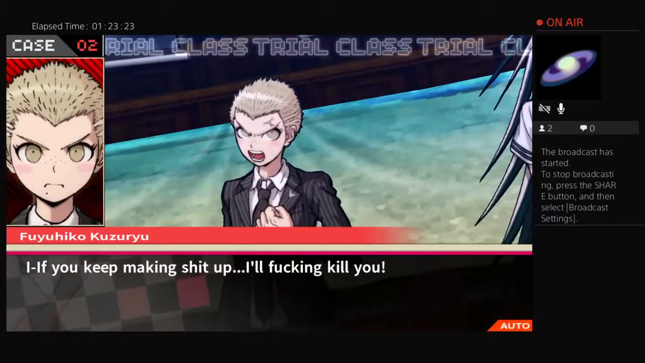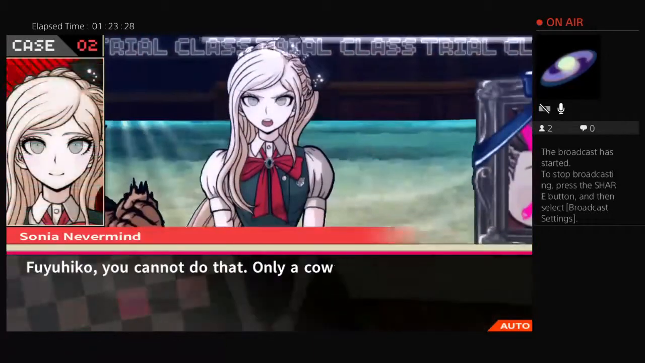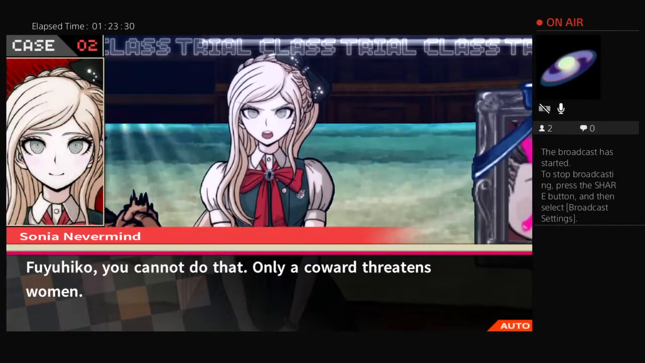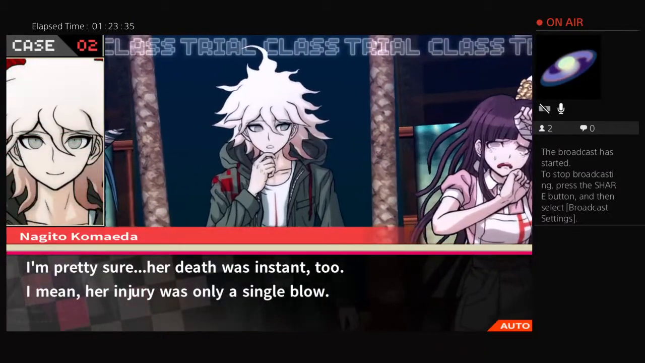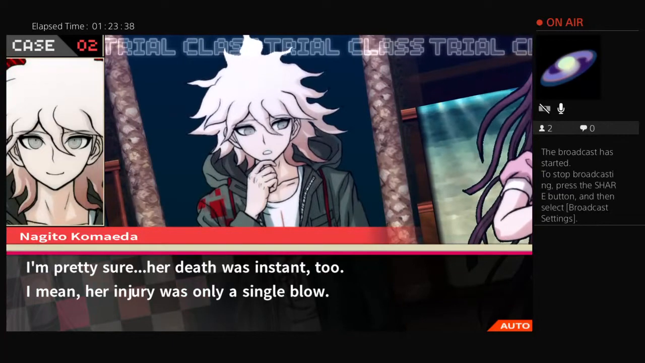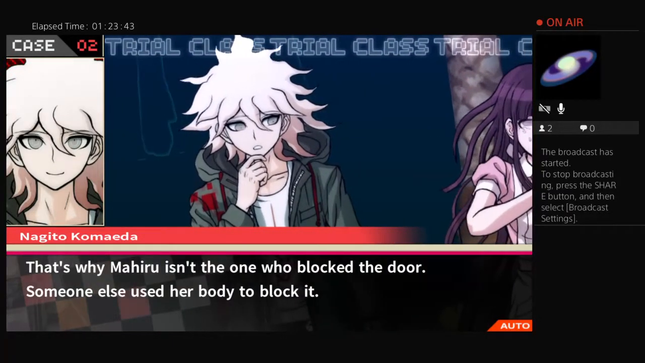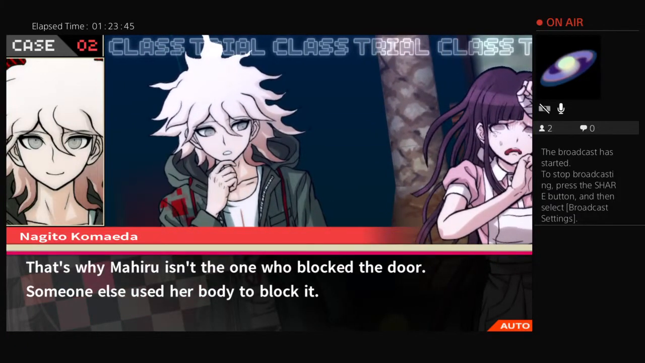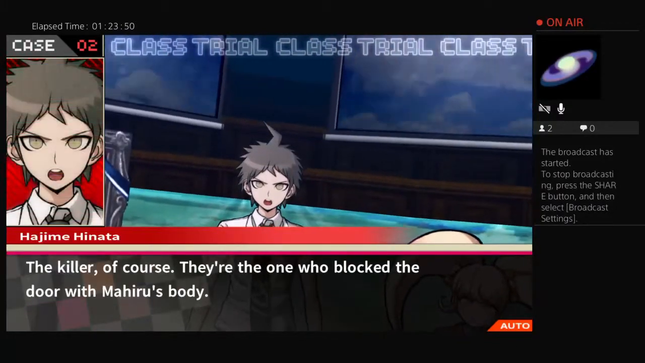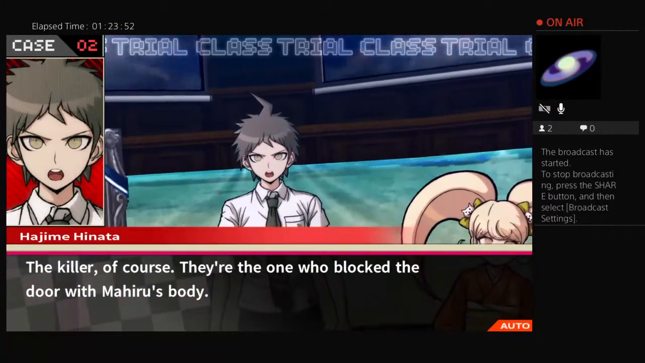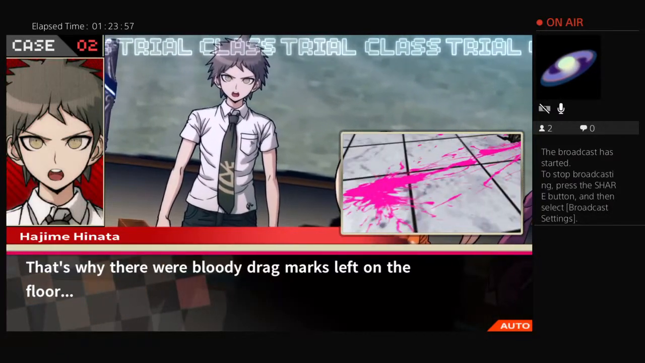If you keep making shit up, I'll fucking kill you! I'm sorry! Ryuhiko, you cannot do that. Only a coward threatens women. I'm pretty sure her death was instant, too. I mean, her injury was only a single blow. That's why Mahiru isn't the one who blocked the door. Someone else used your body to block it. Someone else? The killer, of course. They're the one who blocked the door with Mahiru's body. That's why there were bloody drag marks left on the floor.